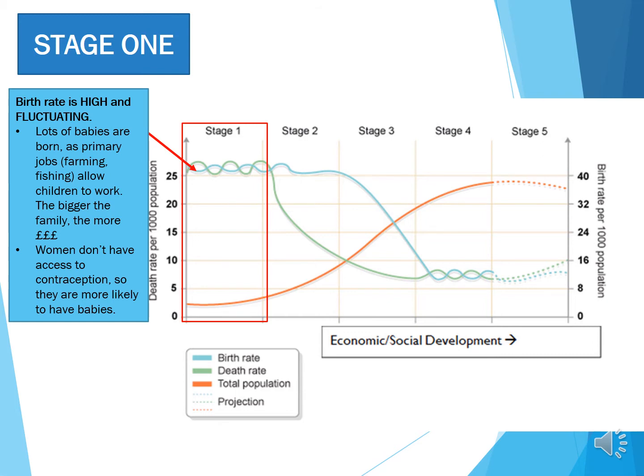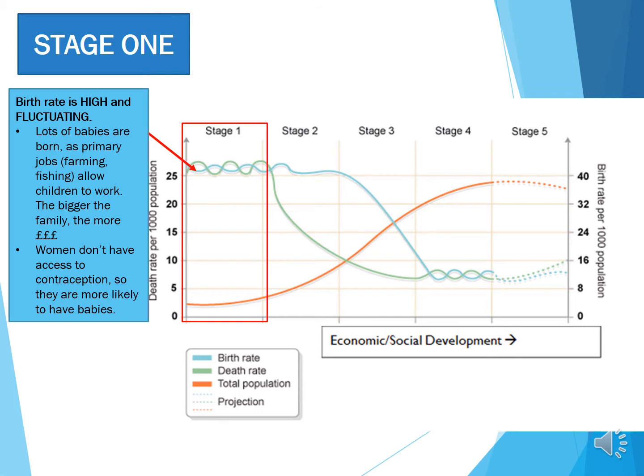The additional information that we can infer from that fact is that babies are being born because the jobs are mainly primary, and families will want big families and lots of children to allow children to go out to work, because there are no employment laws in these places at the moment because they're not developed enough. The bigger the family, the more money you make.